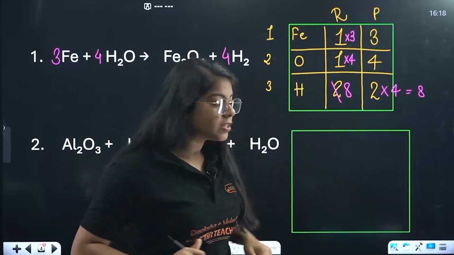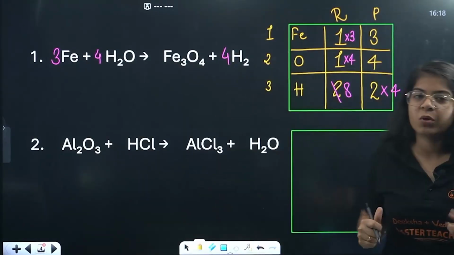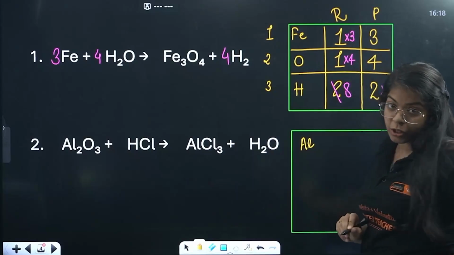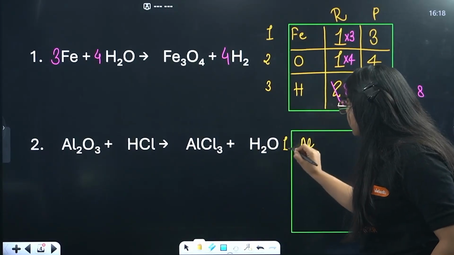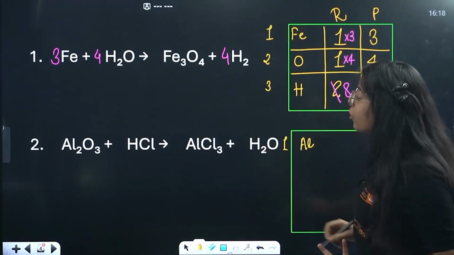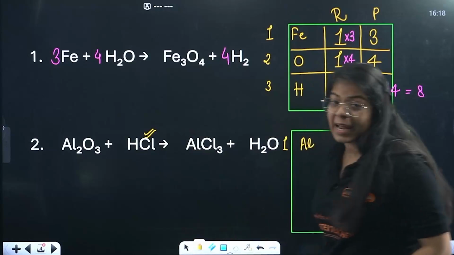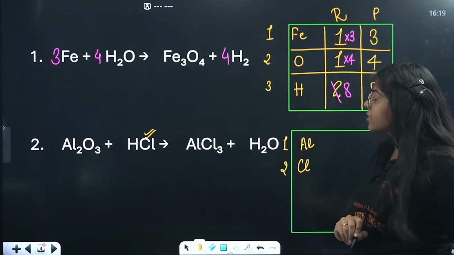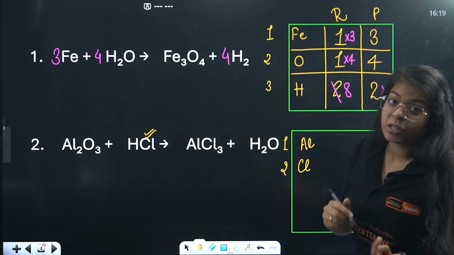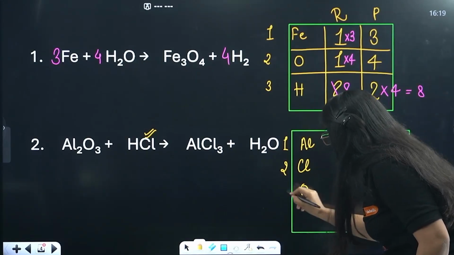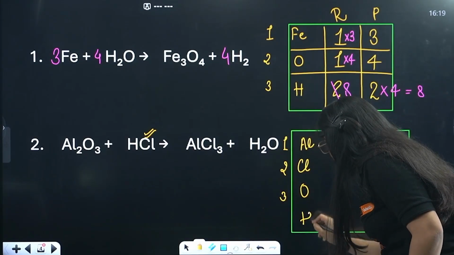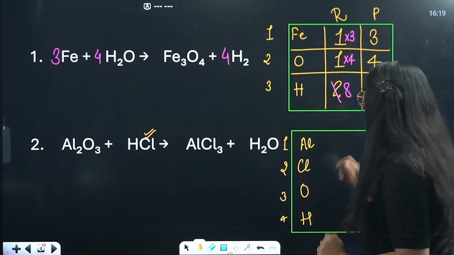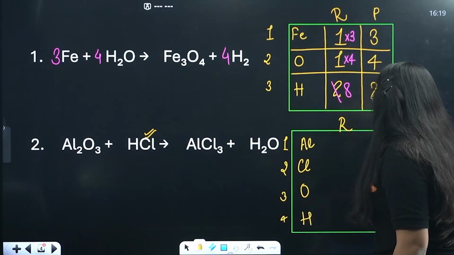Now among these, which is my metal? Of course, aluminium is a metal. So I'll write aluminium on the top, because this is the first thing I'll balance. Then we have non-metal, we have chlorine here, so I'll balance this in the second place. Then oxygen will be in the third place and hydrogen in the fourth place. Understood? Now, this is the reactant side, this is the product side.